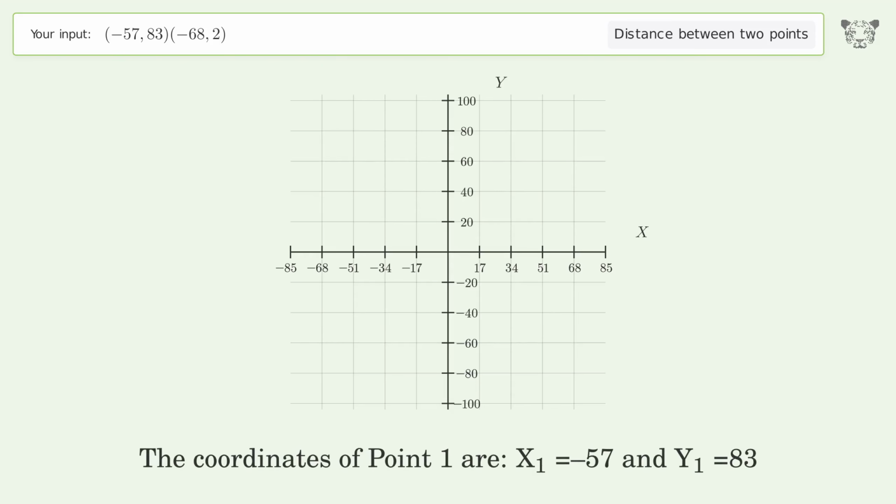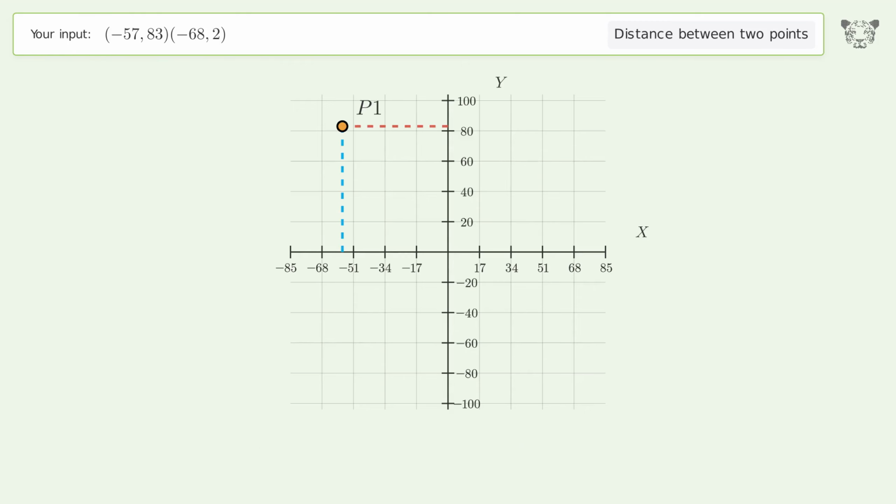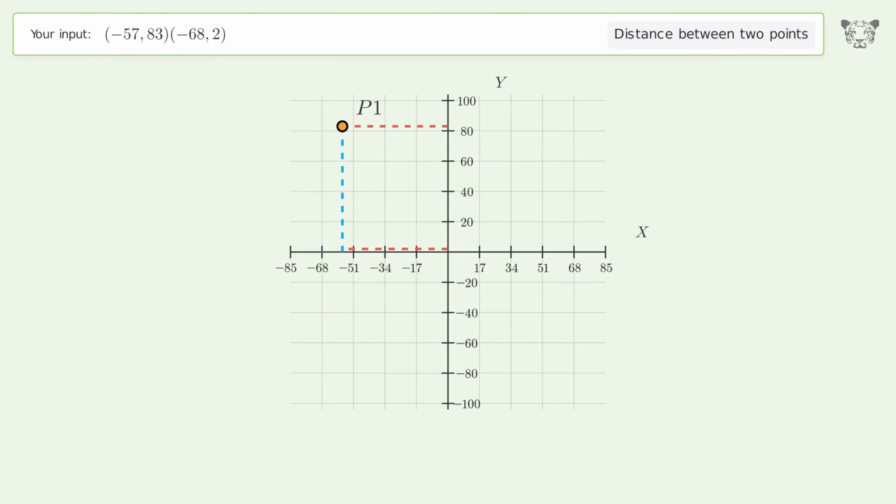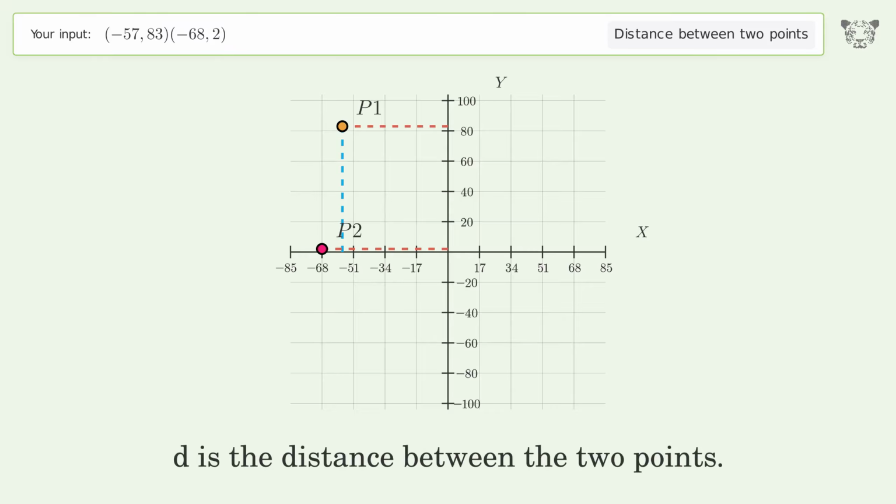The coordinates of point 1 are x1 equals negative 57 and y1 equals 83. The coordinates of point 2 are x2 equals negative 68 and y2 equals 2. D is the distance between the 2 points.